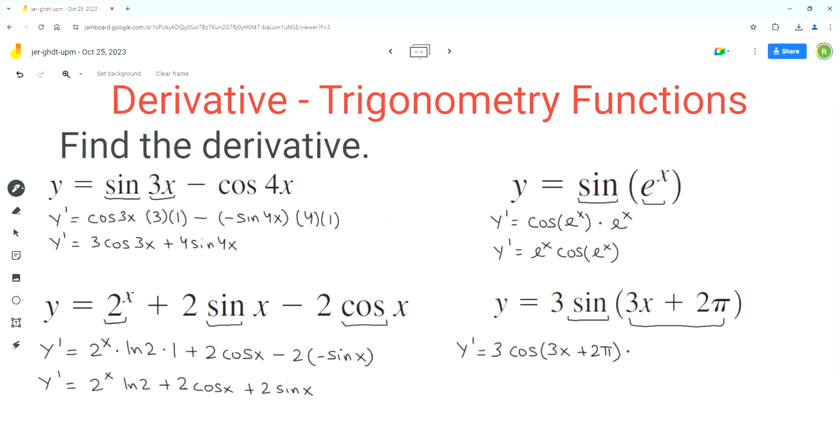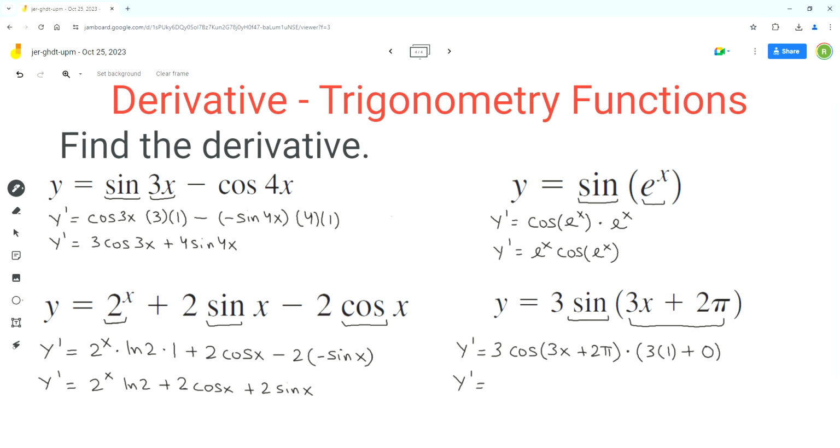times the derivative of the inner function. And the derivative of 3x is just 3 times 1. So 3 is the coefficient of the term, so it stays as it is, and the derivative of x is 1. Plus, now 2 pi is a constant because pi has a fixed value. So the derivative of 2 pi is 0 because it's a constant term.